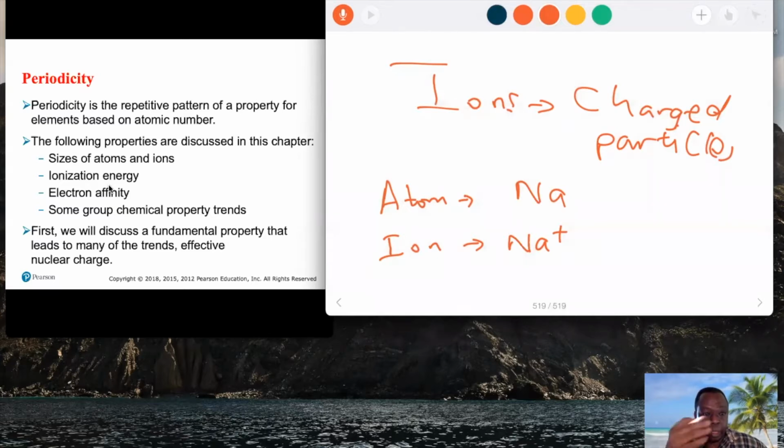Ionization energy is simply the minimum amount of energy required to remove an electron from a neutral atom in its gaseous state. There is a pattern in which this ionization energy changes on the periodic table.